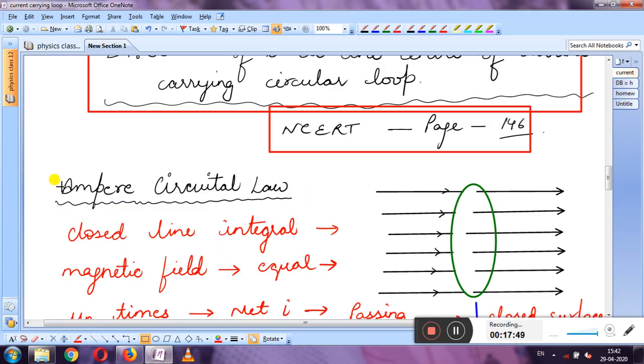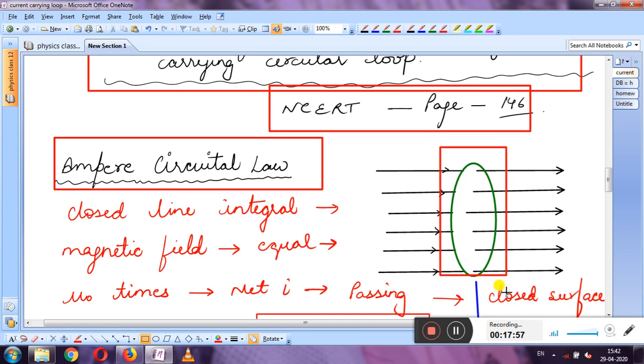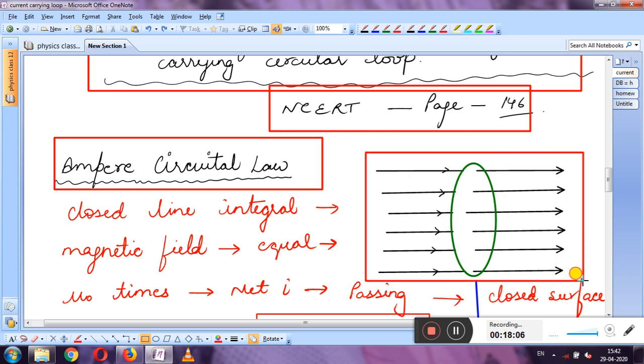Next is our Ampere circuital law. This is a very important law. What is Ampere circuital law? In Ampere circuital law we have a closed surface. You can see the closed surface here in green color. Through this closed surface, what will you have? You will have current. The current carrying wires, or conductors, because through conductors only current can flow. So you have current carrying elements or current carrying wires.